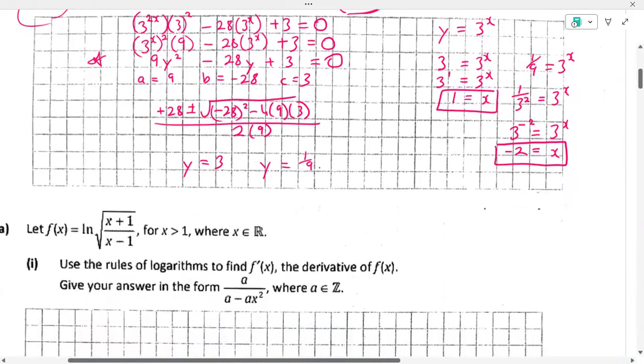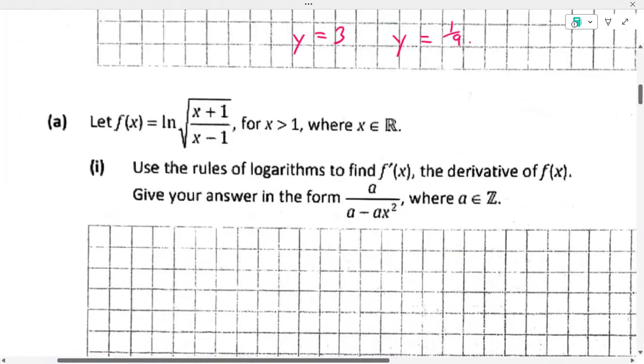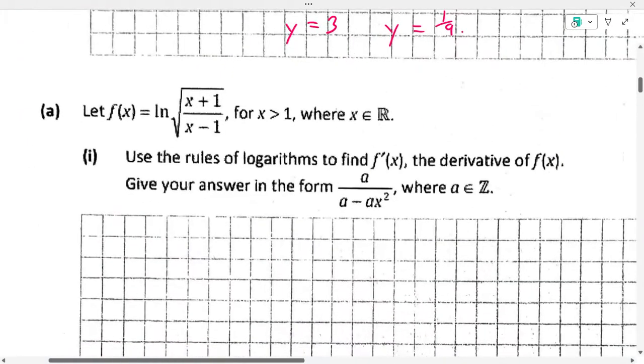In the next question, we have f of x equals the natural log of the square root of x plus 1 over x minus 1, where x is bigger than 1, where x is an element of the reals. Use the rules of logarithms to find the derivative of f of x. Give your answer in this form.